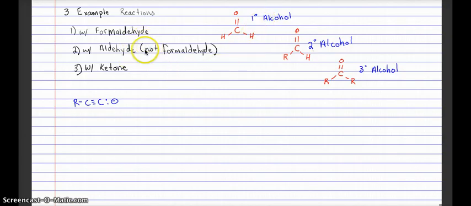Now, any other type of aldehyde that's not formaldehyde, so we'll have an alkyl group and a hydrogen, this will produce a secondary alcohol. And then if we don't have any hydrogens, so just alkyl groups, this will give us a regular ketone, and will produce a tertiary alcohol.